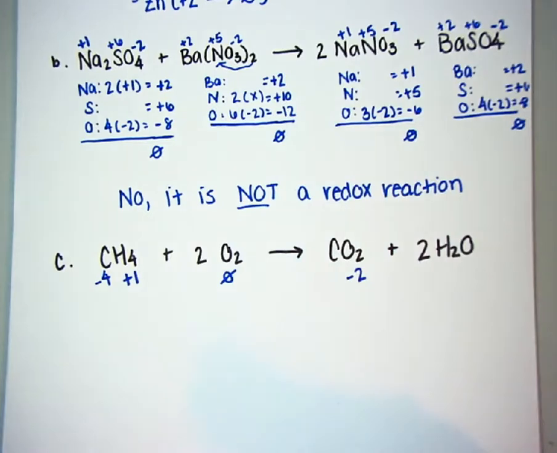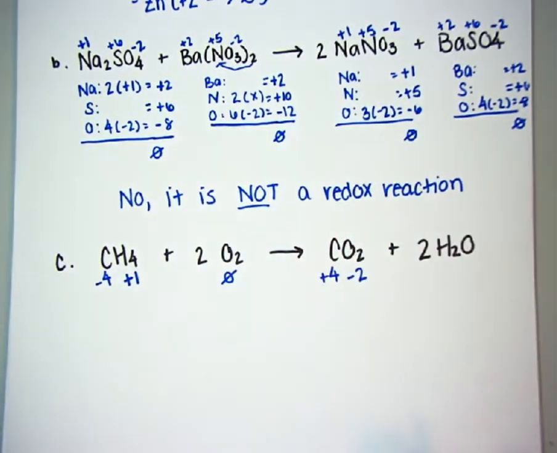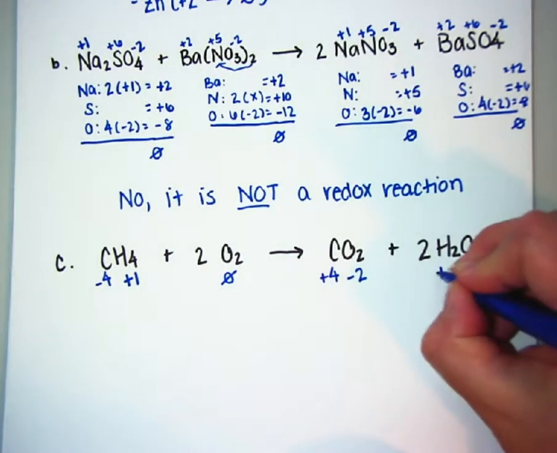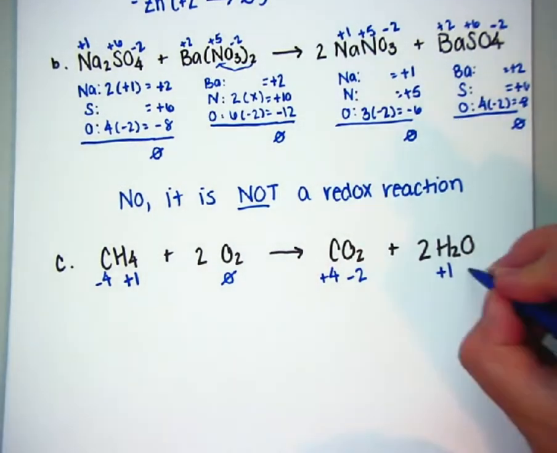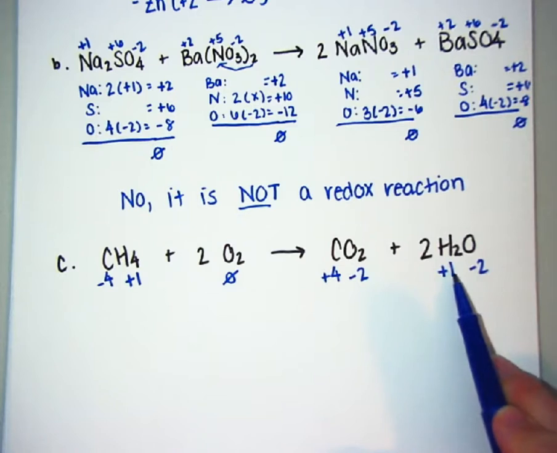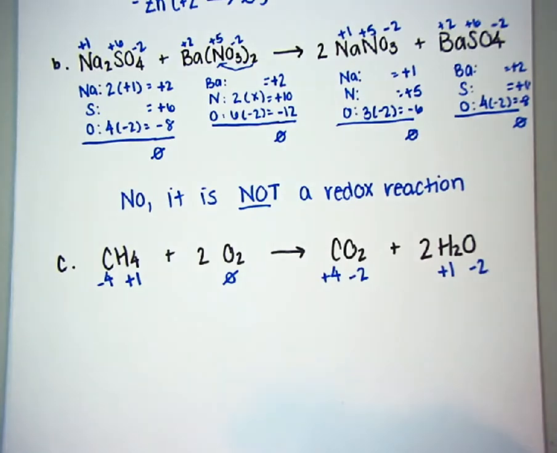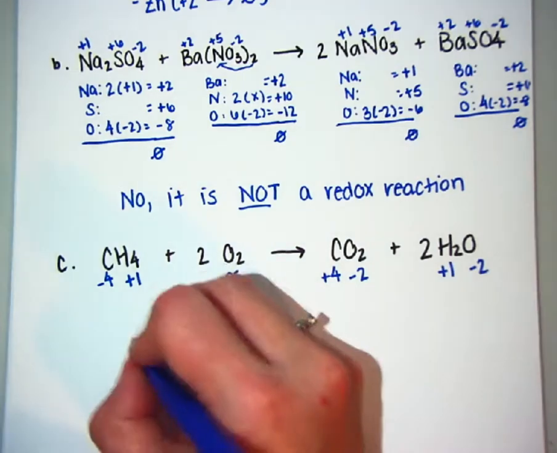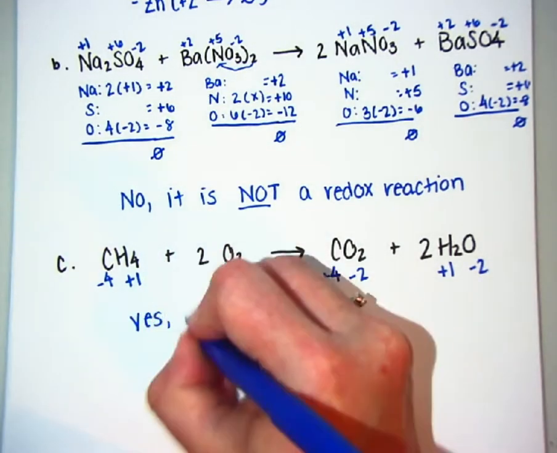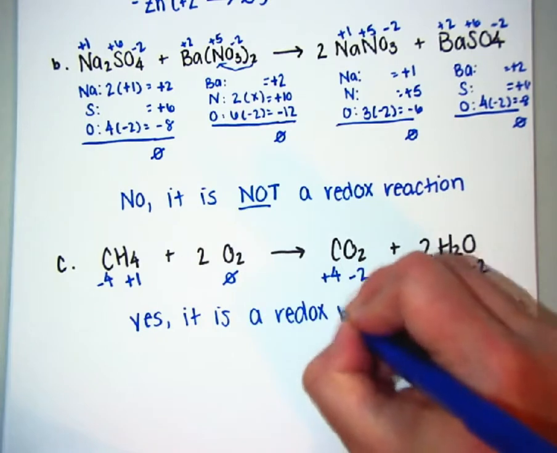Oxygen has an oxidation number of -2, but there's 2 of them. Think of that like a -4. Therefore, carbon has to be +4 to get to a neutral compound. If hydrogen's bonded to a nonmetal, like oxygen, it's +1. Oxygen is -2. And again, this would be neutral. 2 times a +1 gives me +2. Oxygen's -2 cancels that out. Do we see a change in oxidation number? Yes, I do see a change in oxidation number. So yes, it is a redox reaction.